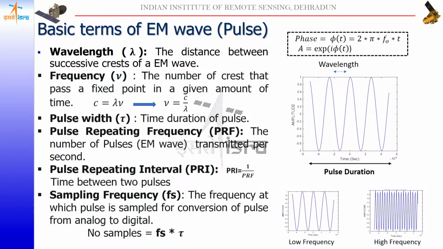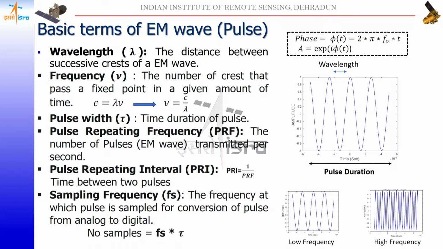The complement of pulse repeating frequency is the PRI. PRI is the time duration between two pulses, between the first pulse and the second pulse. That is called the pulse repeating interval, and it is given by 1 by PRF. So we can talk in terms of either PRF or PRI, meaning how many pulses we are sending in 1 second, or what is the time between two pulses.